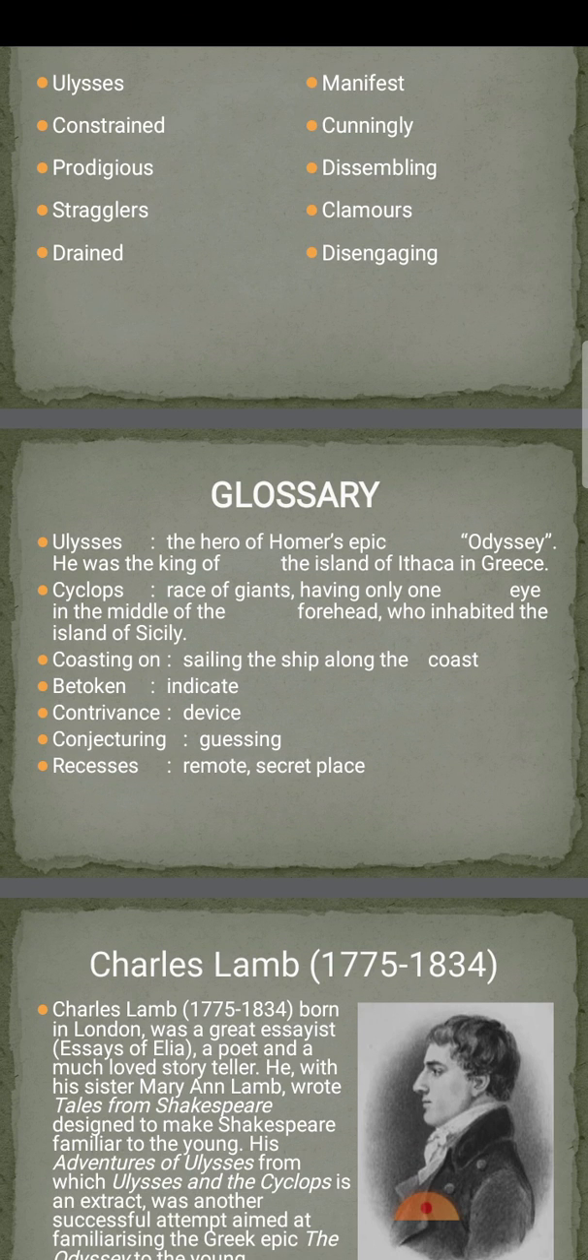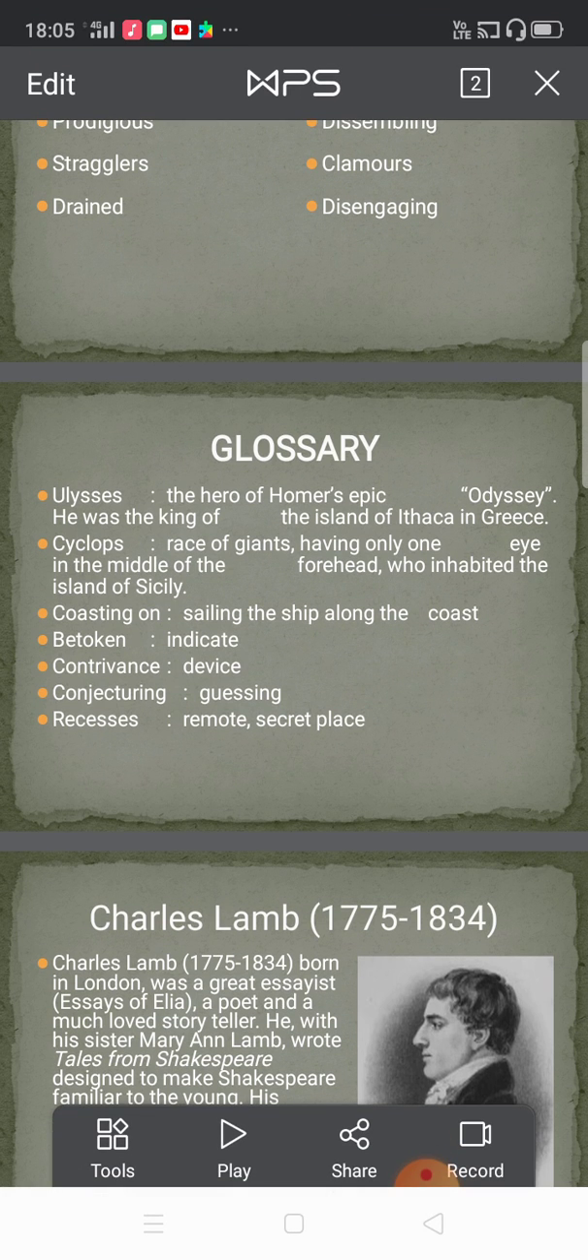Ulysses is the hero of Homer's epic. Epic means, in Kannada they say Purana, the story, a big legend story. That is, Homer was a blind writer living in a very ancient time in Europe. He had written a great epic called the Odyssey. He was the king of the island of Ithaca in Greece.